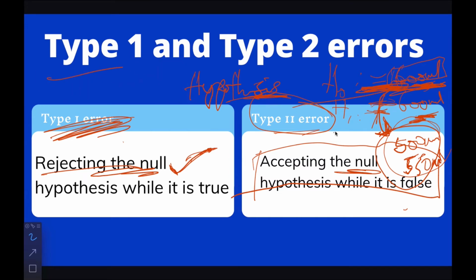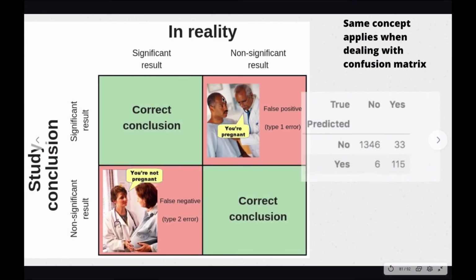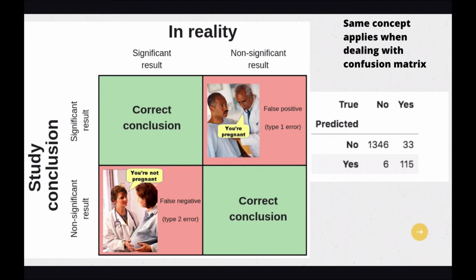So that is type 1, type 2. So anywhere you meet it, you can just relate it with this simple analogy. Okay, now the next thing that you can see is a visual representation over here. Now let's get to see this.